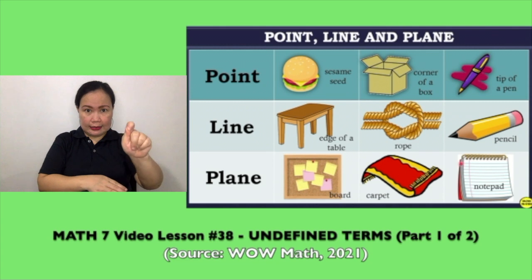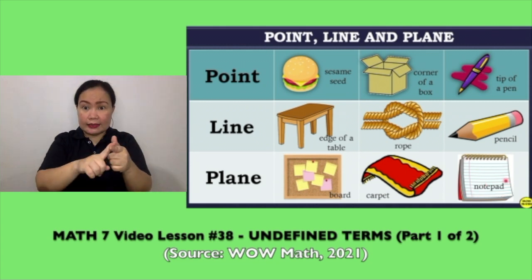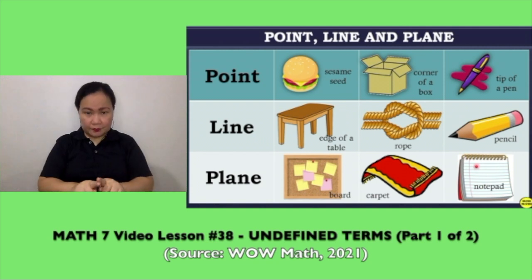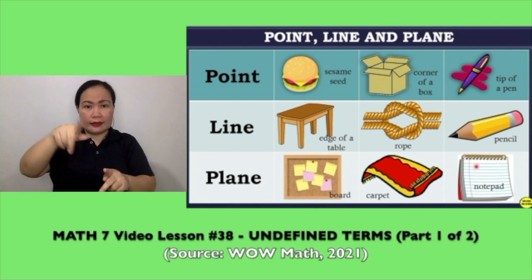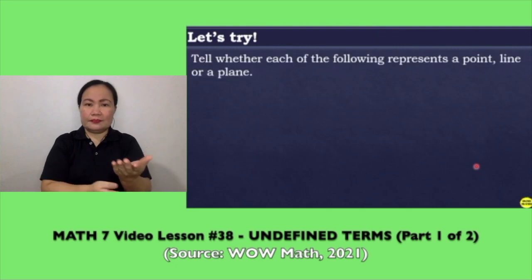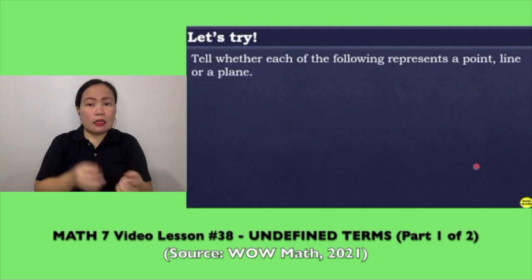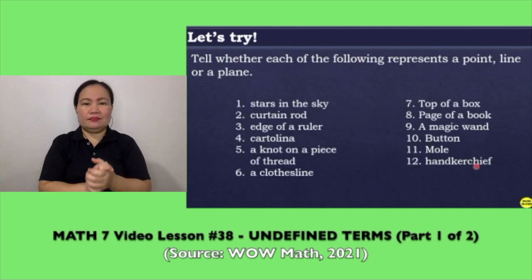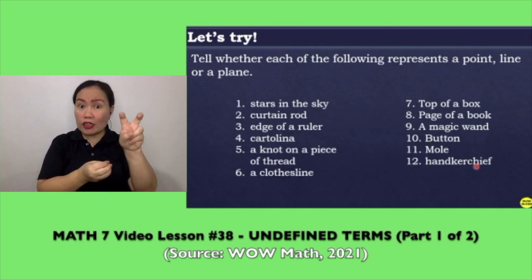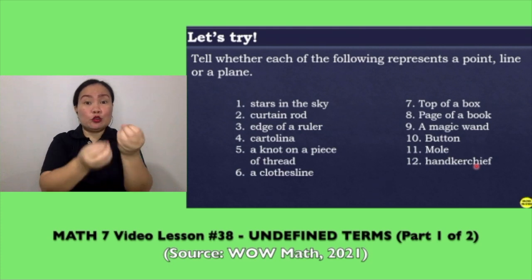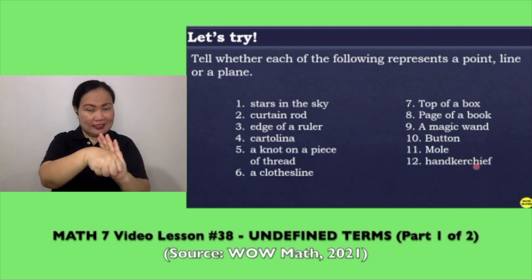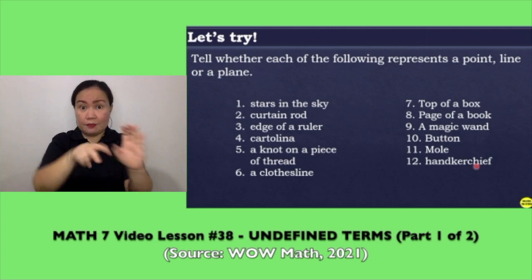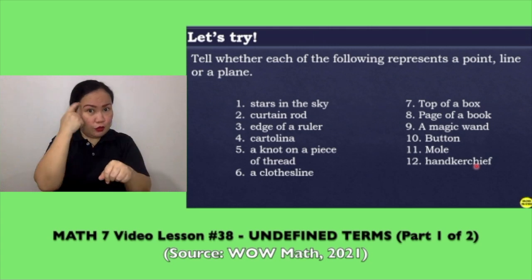Okay? And then, ang notepad. So, or even a sheet of paper. Okay? That is an example of a plane. Now, let's try. So, tell whether each of the following represents a point, a line, or a plane. So, I have here 12 items. So, I'm giving you 10 seconds. If the time is not enough, you may pause the video so you can think correctly. Okay, so let us answer.